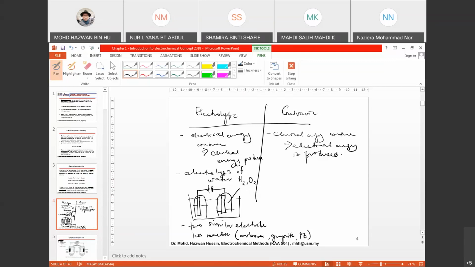So in this one you have anode and also cathode. Which one is cathode? Cathode is the short one, and this is the anode, for electrolytic. So what type of gas is produced at the cathode? Anyone knows? This is revision of high school electrochemistry. Anyone knows? Hydrogen? Hydrogen, where? Cathode. Hydrogen at cathode.